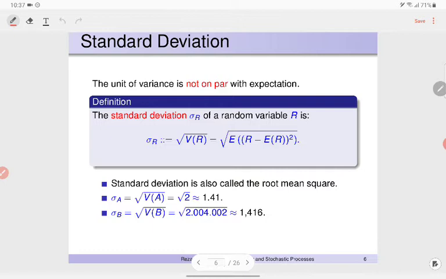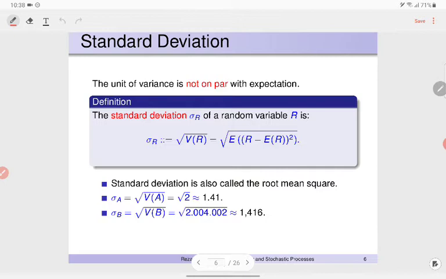Now we can make them on par with each other by the following definition: the standard deviation. The standard deviation sigma of a random variable is simply the square root of the variance of that particular random variable. So the standard deviation is therefore also called the root mean square.